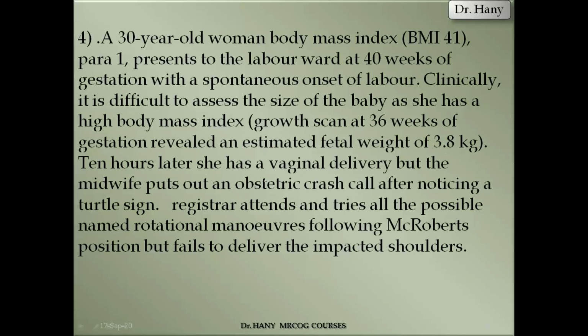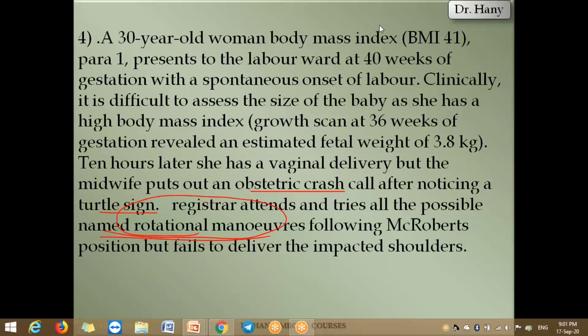Then 2 hours later, she has a vaginal delivery, but the midwife puts out the obstetric crash call. So she called for help. After noticing a turtle sign, the registrar tries the rotational maneuver following McRoberts. So he did McRoberts, suprapubic pressure, and went to the rotational maneuver, and fails to deliver the impacted shoulder. So what will you do after the internal maneuver?